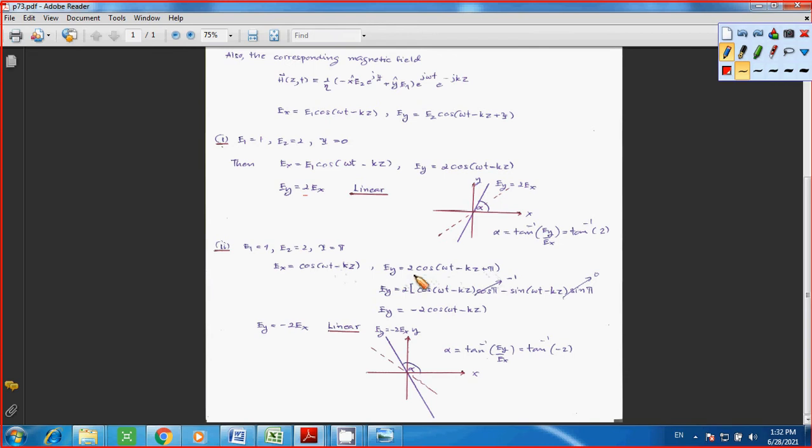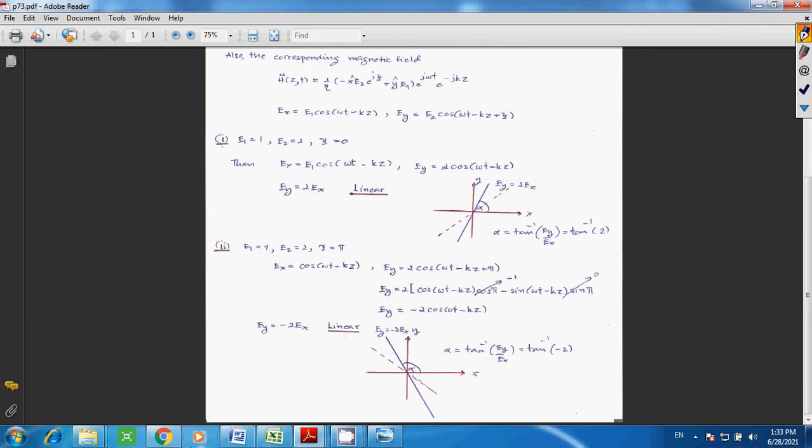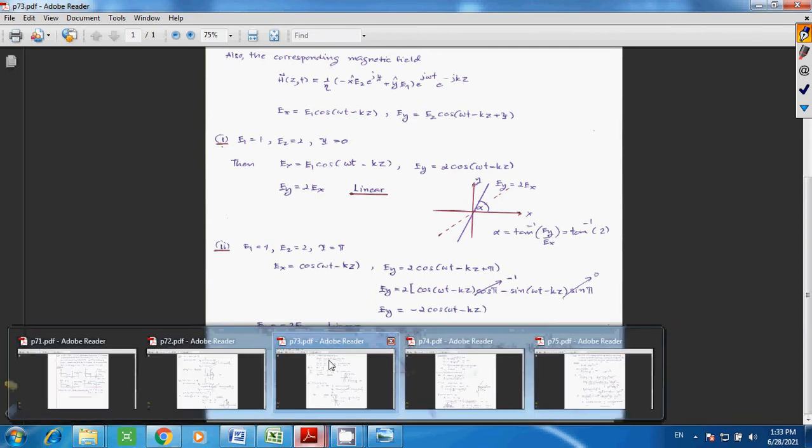So your EY is going to be negative 2 cosine(omega t minus kz). And you know this one is also EX, right? Because E1 equal to 1. And you have the negative slope, or negative 2. Also be able to look for alpha. So this also becomes linear. So very straightforward for this problem.